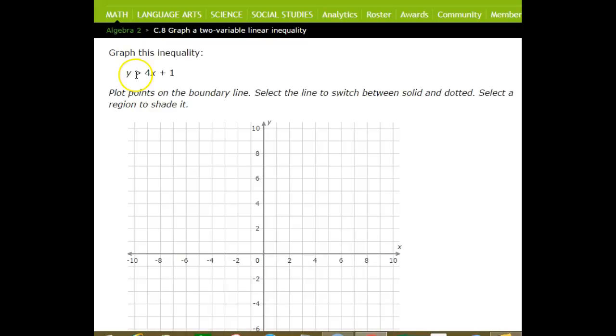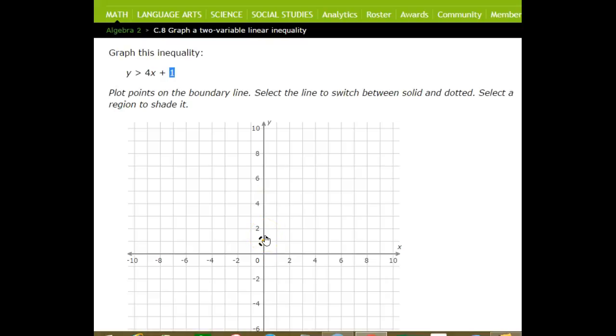Okay, so I'm going to do one more. So this time I have y is greater than 4x plus 1. I am not going to consider this to be greater than. I'm just going to consider it to be y equals 4x plus 1 so that I could draw my line first. Okay, so let's see. A slope of 4, because the slope is the one that's multiplied times x, plus a y-intercept of 1. So first I'm going to click on the y-intercept of 1.